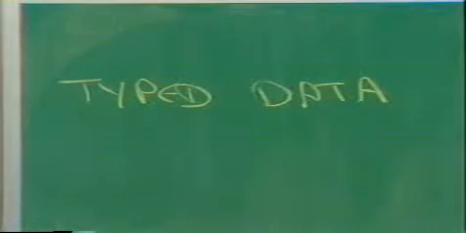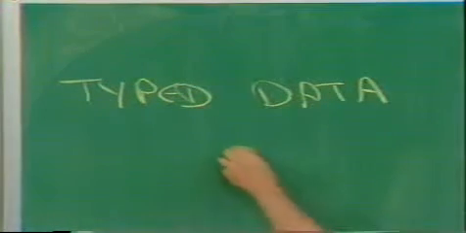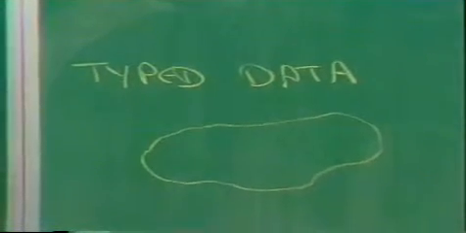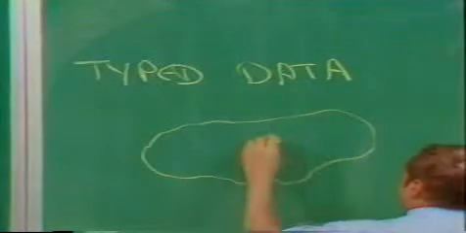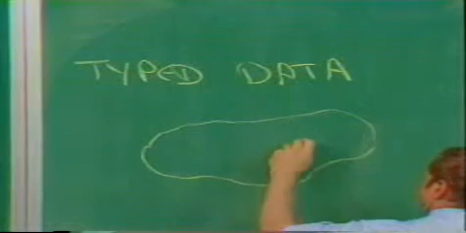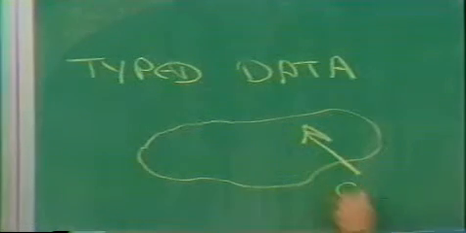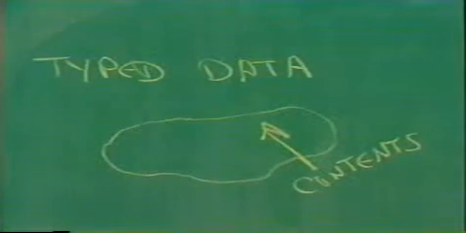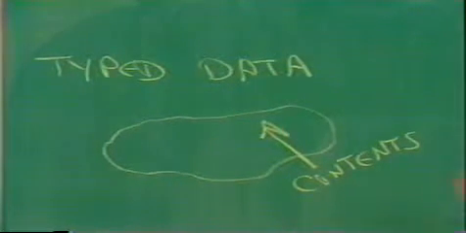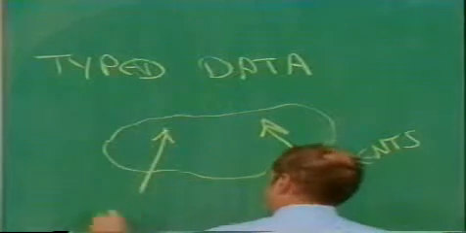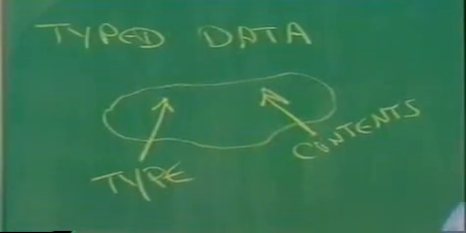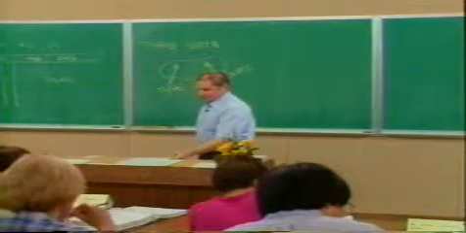Right? Typed data means, again, there's some sort of cloud, and what it's got in it is an ordinary data object like we've been thinking about. We call that the contents, the actual data, but also a thing called a type. Right? It's signed by either George or Martha. So we're going to go from regular data to typed data.